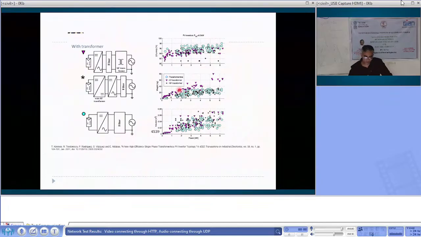In one paper they have compared with transformer and without transformer. If you compare in terms of weight, efficiency, and volume, you always have better efficiency for the transformer-less inverter. Volume is also less, weight is also less, for the transformer-less inverter as compared to the inverter having a transformer.